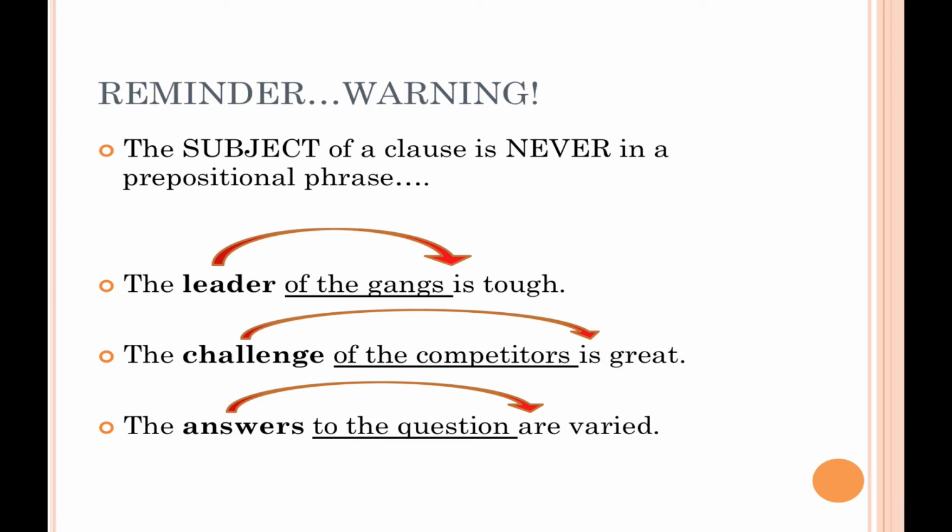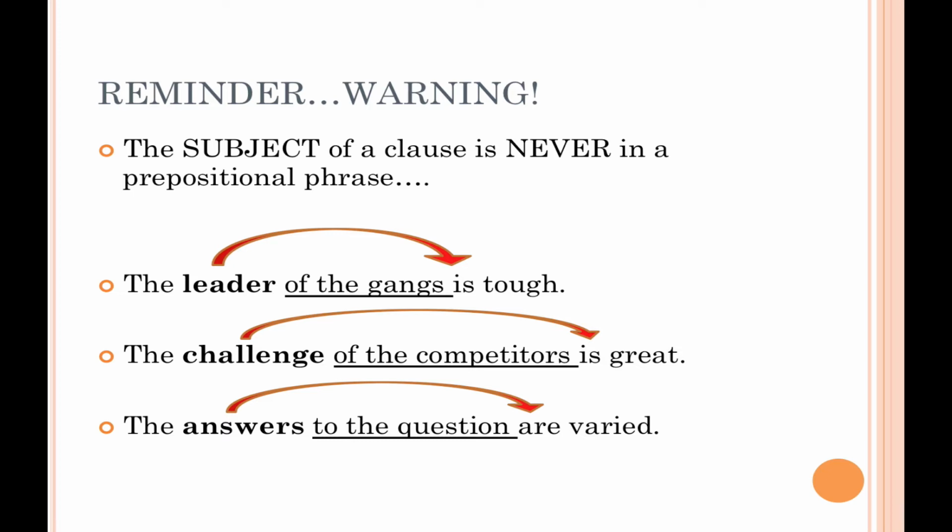And so we're not even talking pronouns yet, but we need to review this a little bit because a lot of these indefinite pronouns then use prepositional phrases to help them agree. For example, number 1, the leader of the gangs is tough. The subject of that sentence is leader. There is one leader. Therefore, it takes a singular verb, which is.